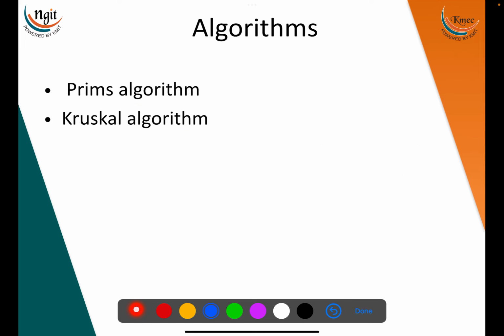There are 2 techniques to find the minimum cost spanning tree. One is Prim's algorithm, the other one is Kruskal's algorithm. In the next video we'll continue to discuss how to find the minimum cost spanning tree using Prim's algorithm and the same using Kruskal's algorithm. Thank you all.